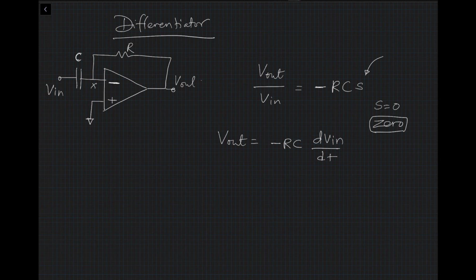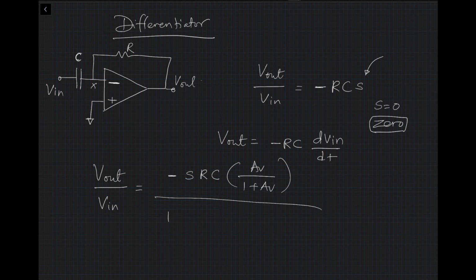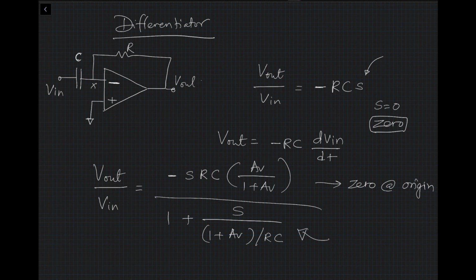And if we do the same finite gain analysis, you will see that V out divided by V in is equal to minus SRC AV divided by 1 plus AV. This is something that I expect you to do on your own, but I'm just writing the expression to make a point. And follow the same trick that we used before. Divide by RC. So what does this slightly complex expression tell you? This is telling you that the 0 is still at origin. However, there is a new pole introduced in this circuit, and that pole is at 1 plus AV divided by RC. That's the pole location, P1 in this case.